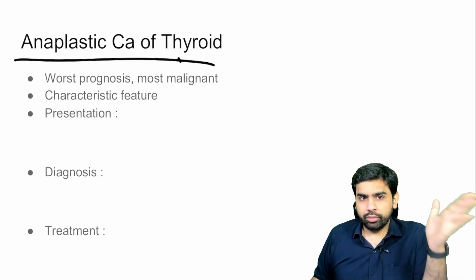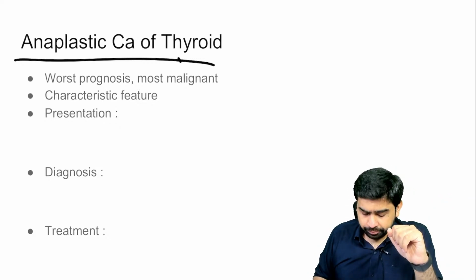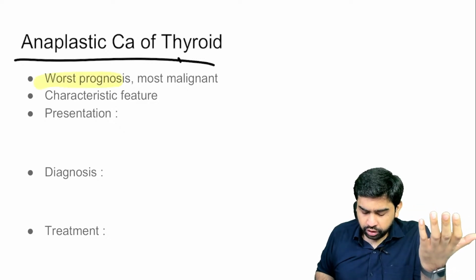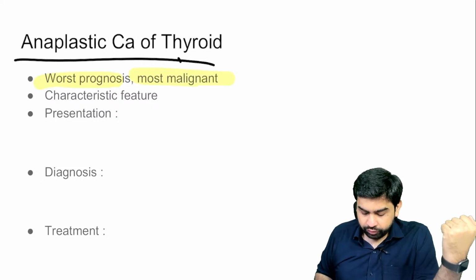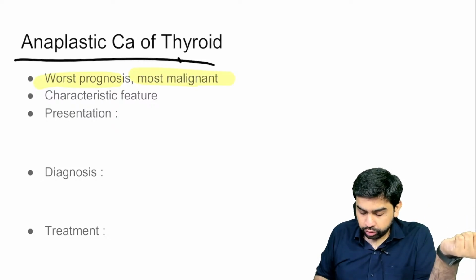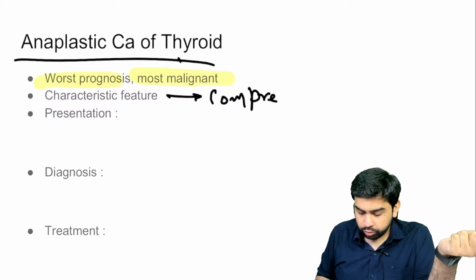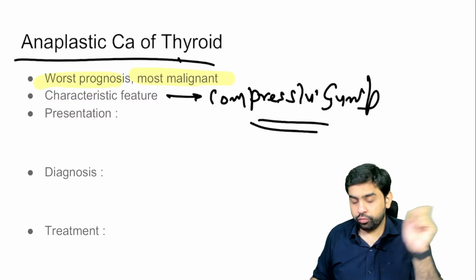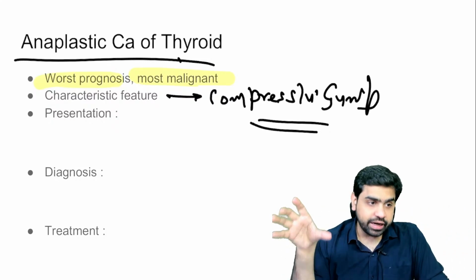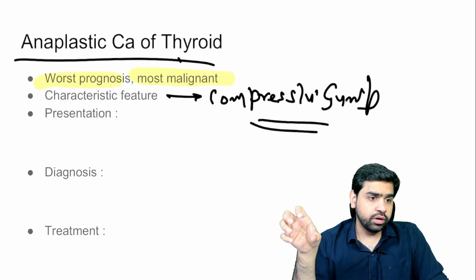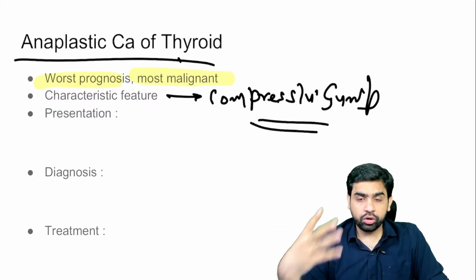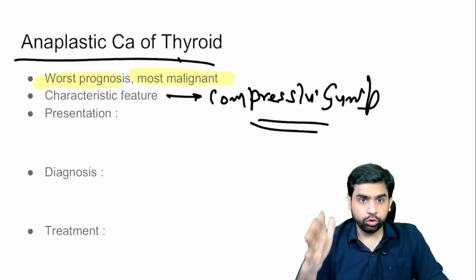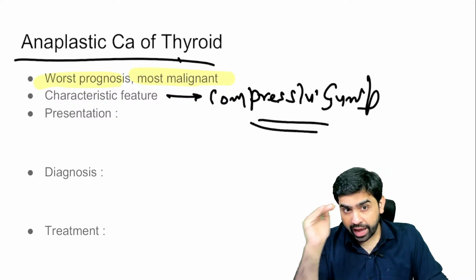Now anaplastic carcinoma of the thyroid, this is the one having the worst prognosis. It is the most malignant. What is the characteristic feature of this? That it leads to compressive symptoms. The trachea and the esophagus are getting compressed. Because of this, the patients are going to have respiratory distress and dysphagia. That is going to be the presentation of anaplastic carcinoma of thyroid.